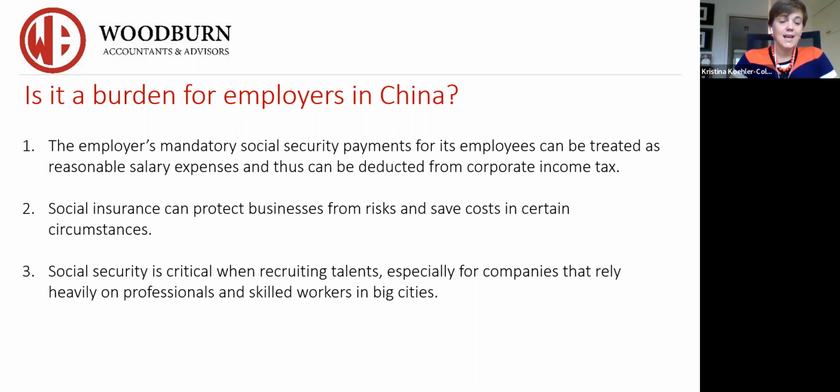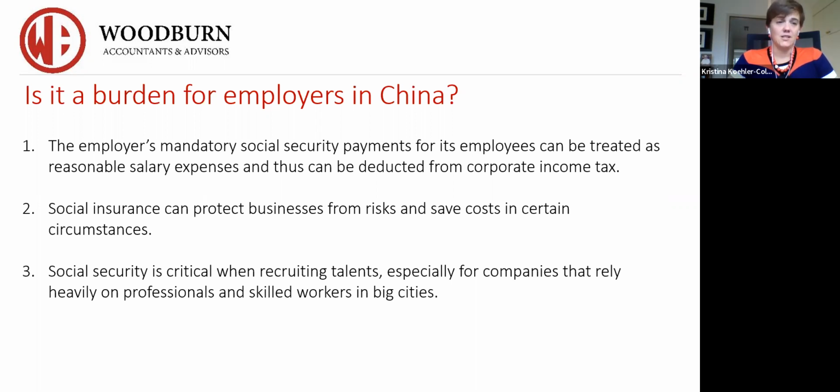So is it a burden? Yes, it is, but it's a burden you have everywhere around the world. Is it a little bit more expensive in China than other places? Yes, it is. Absolutely. But is it a necessity? Yes, it is a necessity.